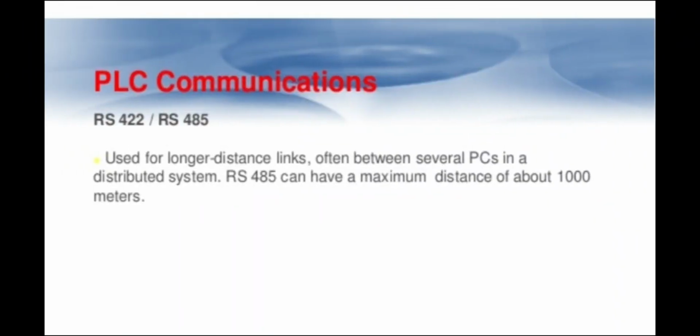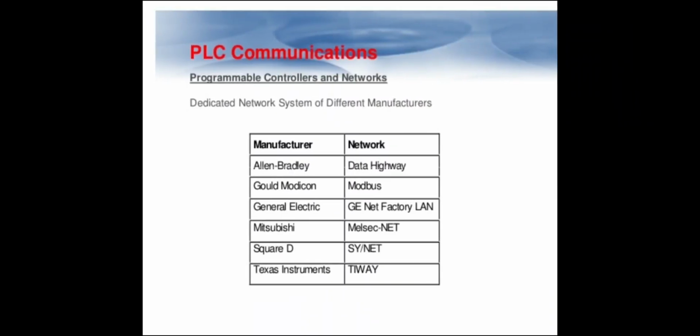In PLC communication, RS-422 and RS-485 are used for longer distance links, so often between several PCs in distributed systems. RS-485 can have a maximum distance of about 100 meters.